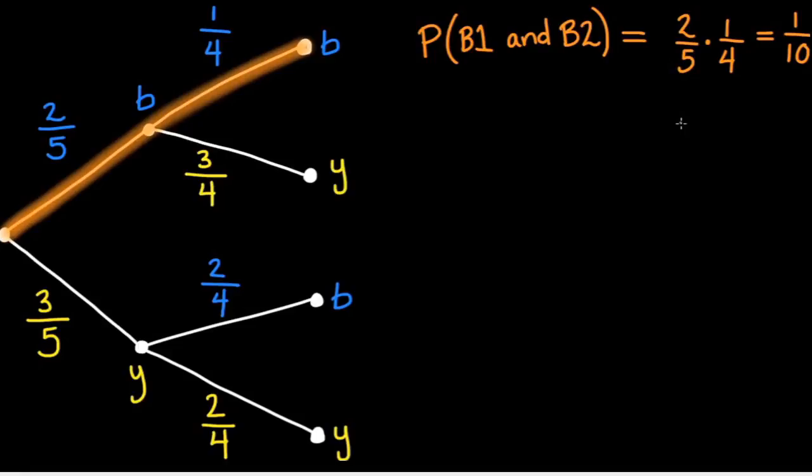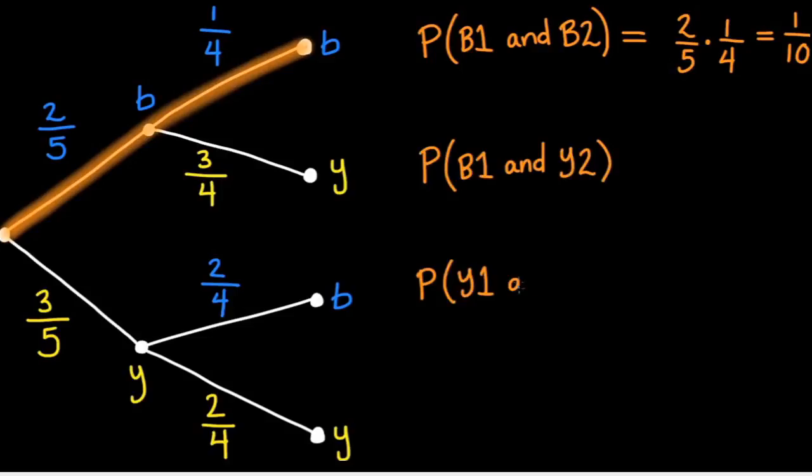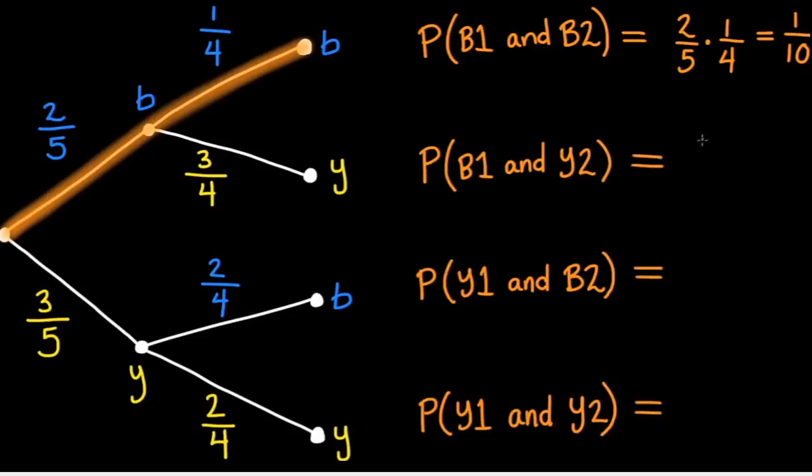Now you do it. Use the tree diagram to calculate the probabilities of the other possibilities: blue-yellow, yellow-blue, and yellow-yellow. The probabilities each work out to 3/10. The 4 probabilities add up to a total of 1, as they should.